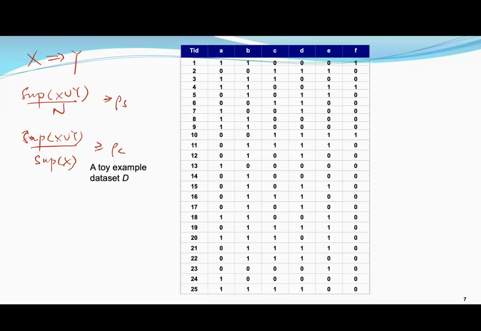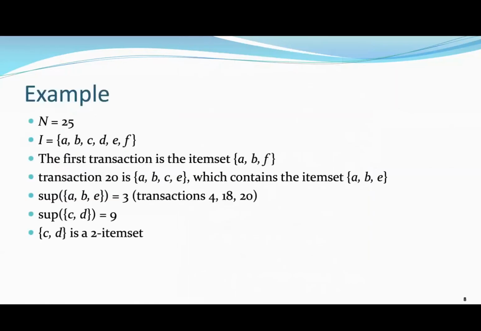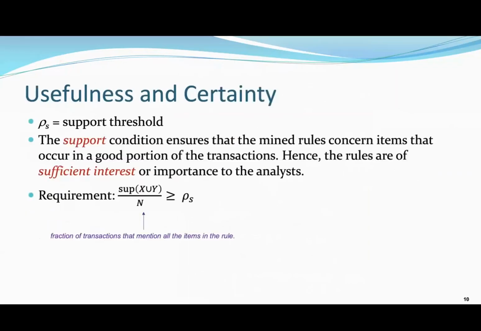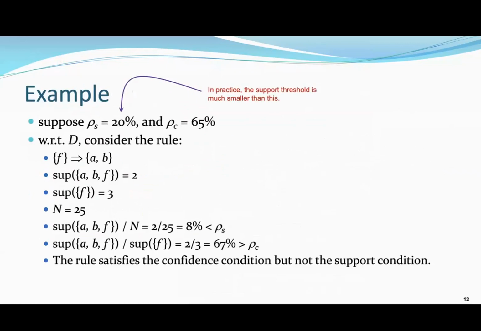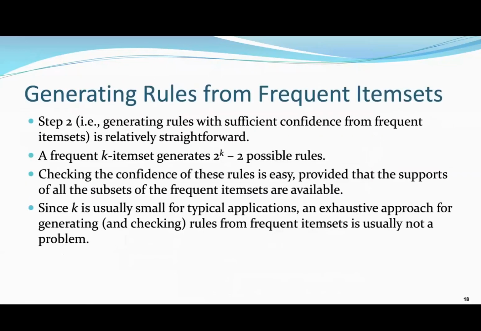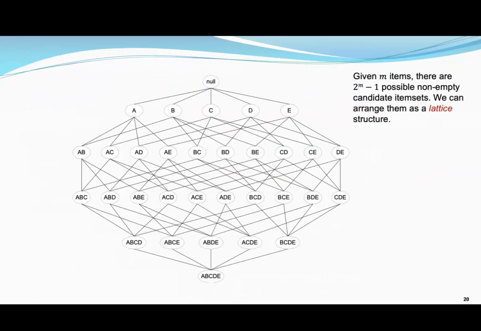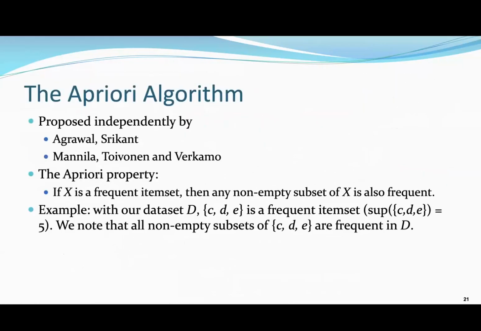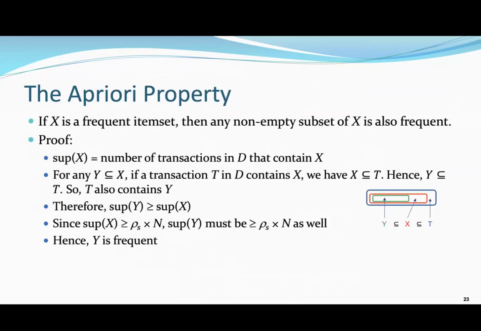In our previous meeting, we mentioned the Apriori algorithm, which is one of the most well-known algorithms in solving the association rule mining problem. And the Apriori algorithm essentially consists of two steps.